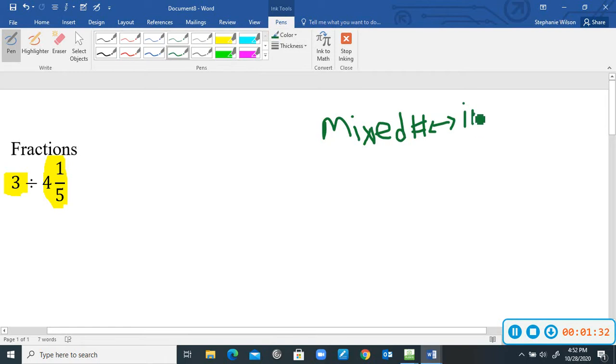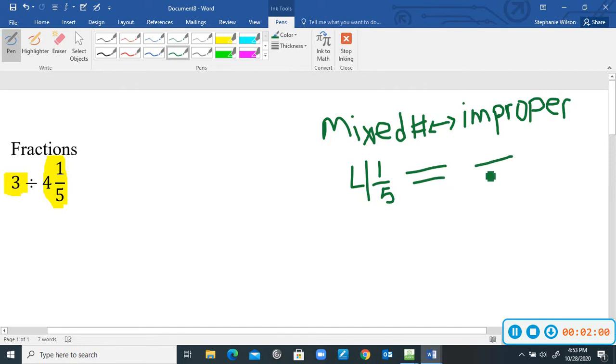And what is an improper fraction? Well, an improper fraction is when the numerator, the top number, is larger than the bottom number. Okay, so that would be an improper fraction. So let's convert this 4 and 1/5, which is a mixed number, to an improper fraction. That means the denominator always stays the same. We're not going to change the denominator, okay? So just go ahead and bring it over.